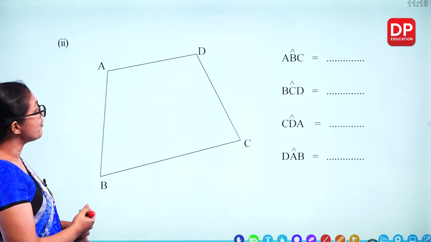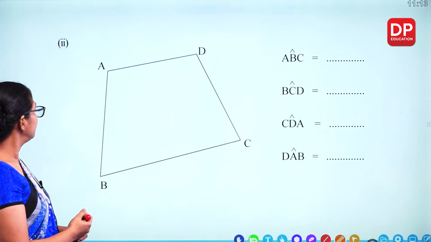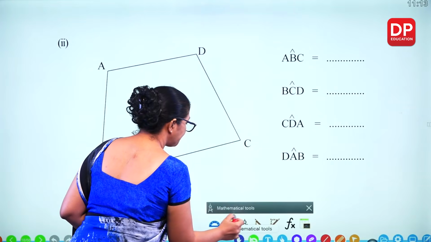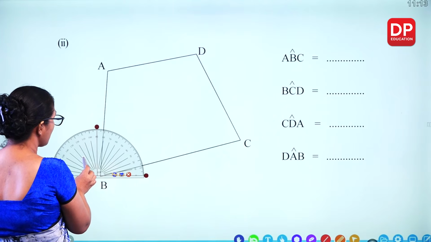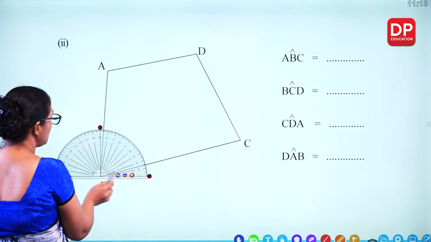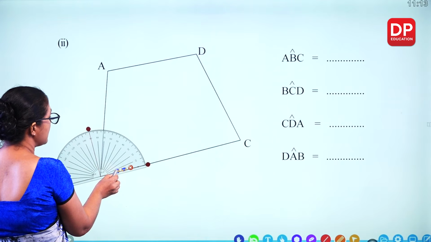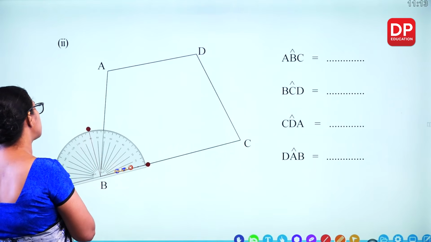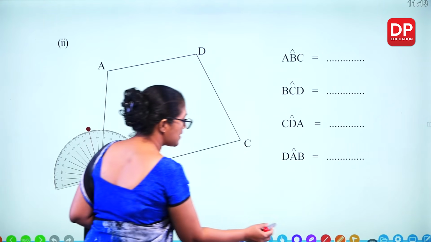Look at this quadrilateral, a four-sided figure. ABC means this angle. So we'll measure this. You have to rotate and keep the baseline correctly and measure the angle. 72. B angle is 72.